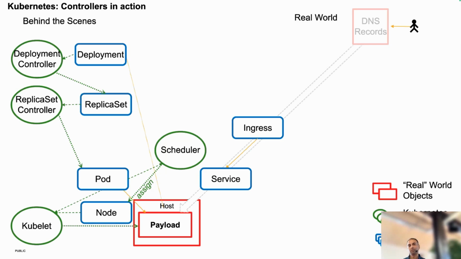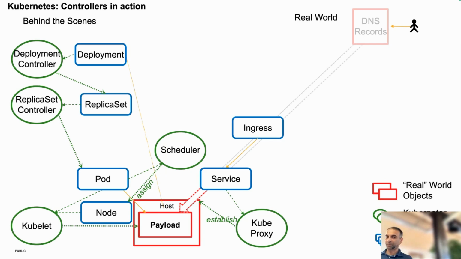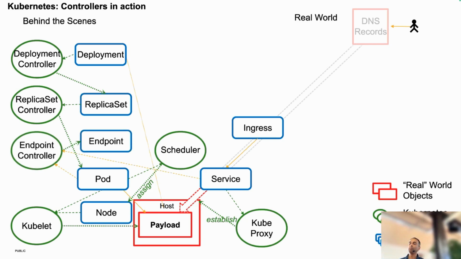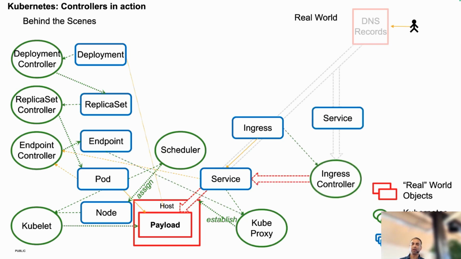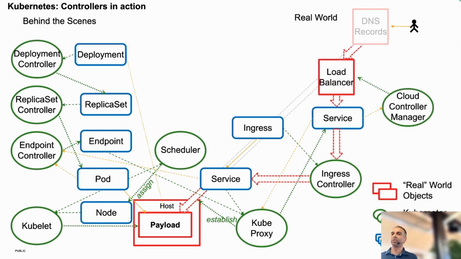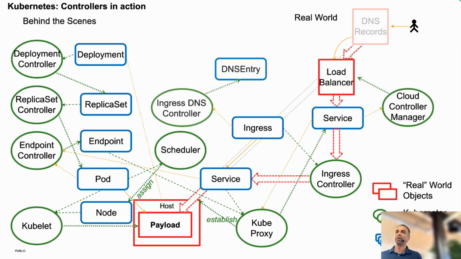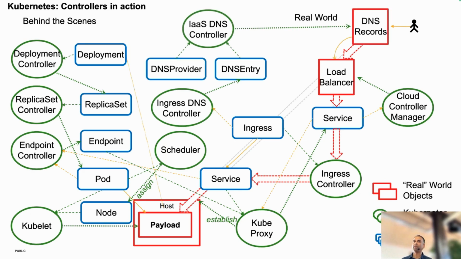What about the networking side? There's a kube-proxy that wants to create an internal service and a service for the ingress, but it doesn't work automatically. It actually needs an endpoint, and the endpoint controller gets that out of the pod, right? And then, I'll do this quickly, you need ingress controllers. You have a load balancer with the cloud controller manager. And if you want a DNS record, you also have a couple of controllers on top.